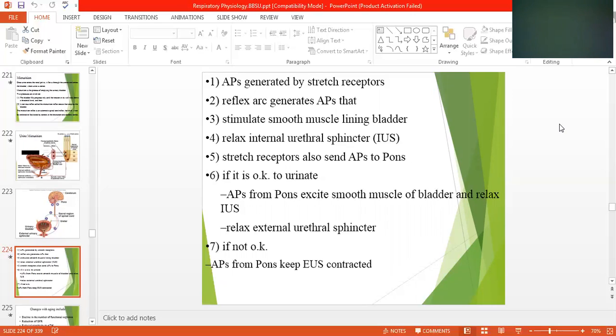If it is okay to urinate, AP from the pons excites muscles of the bladder and relaxes the IUS, internal urethral sphincter, and relaxes the external urethral sphincter. If not okay, AP from the pons keeps the external urethral sphincter contracted. So the nerve which is coming from the pons is controlling this.